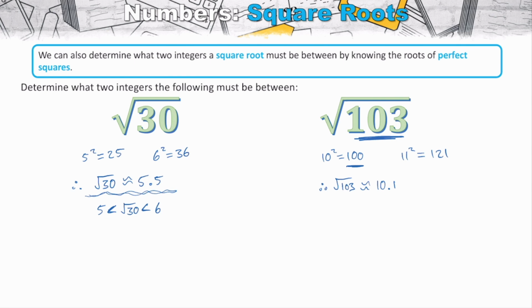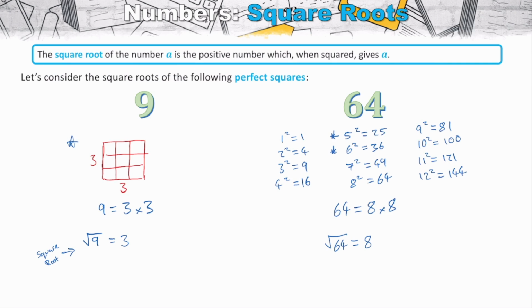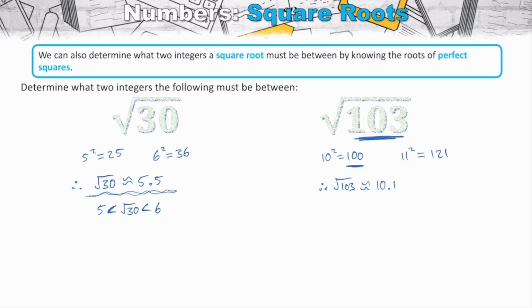So this is the reason why knowing these perfect squares off by heart is a really, really handy thing, because when we start dealing with square root and square root notation, which is what this is, it's really handy to be able to identify what number, roughly, are we actually talking about when we talk about the square root of 103, for example.